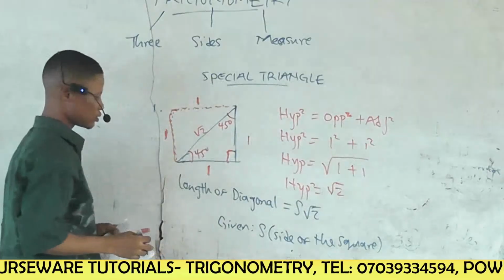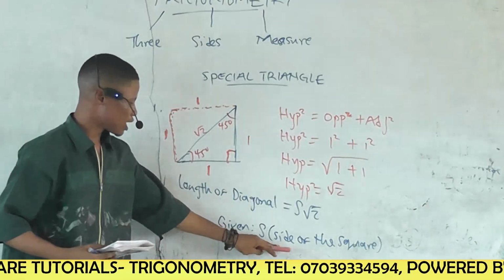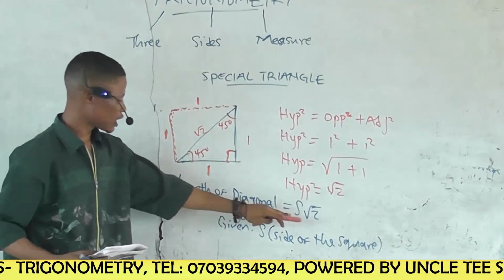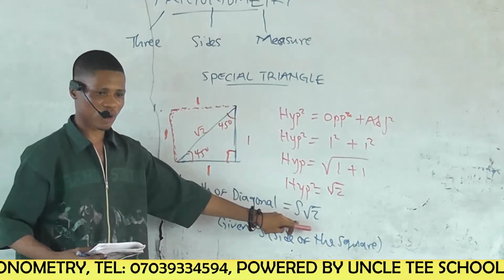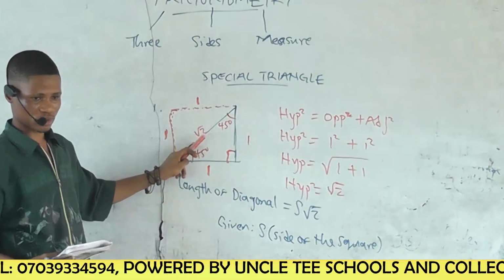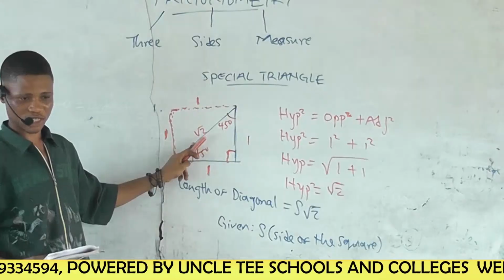So that's the meaning. So what's the length of the square from the side? It is 1. So definitely if you put 1 here, that will be 1 times what? Root 2. We are getting root 2 to be the length of the diagonal. Do you get it now?